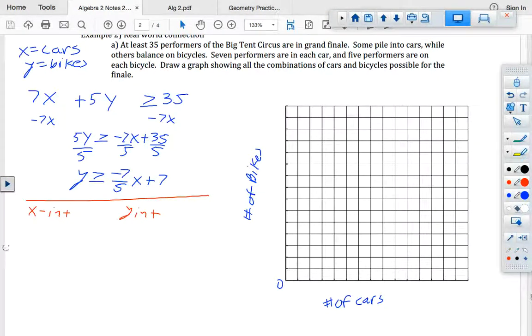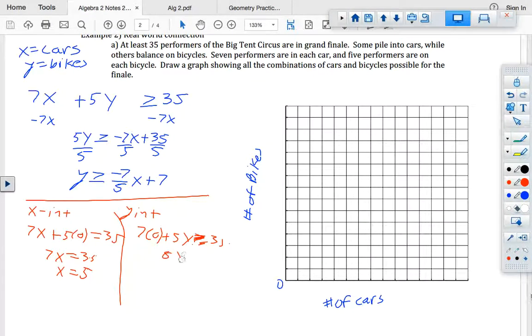So for the x-intercept, I plug in 0 for y, and you'll notice that basically just goes away. I don't use an equal sign for this. 7x equals 35, x equals 5. Then I can do my y-intercept. Plug in 0 for x. I want to use the equal sign still. 5y equals 35, and then y equals 7.